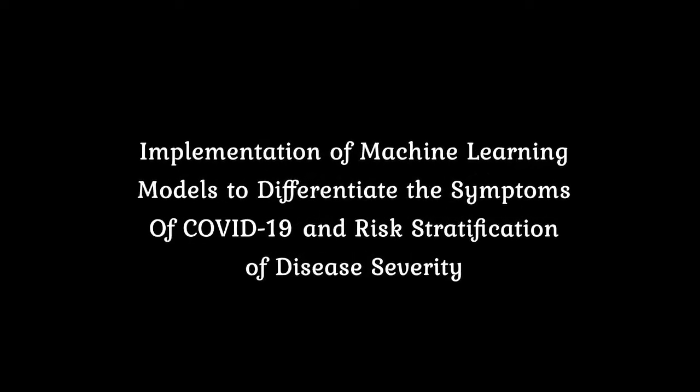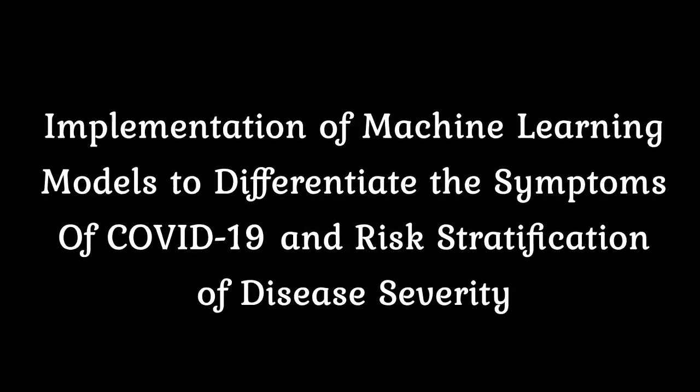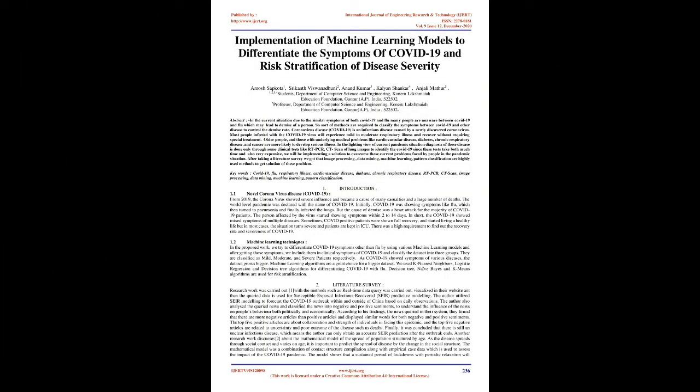Implementation of machine learning models to differentiate the symptoms of COVID-19 and risk stratification of disease severity. Abstract: in the current situation, due to the similar symptoms of both COVID-19 and flu, many people are unable to distinguish between COVID-19 and flu, which may lead to the demise of a person. So some methods are required to classify the symptoms between COVID-19 and other diseases to control the demise rate.